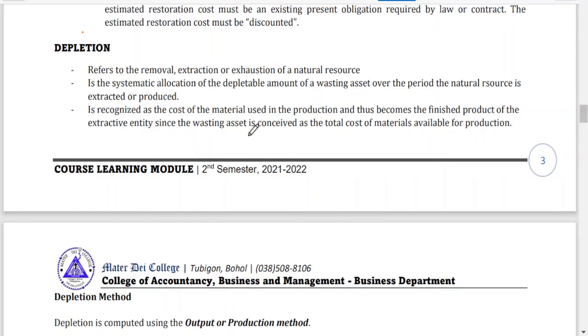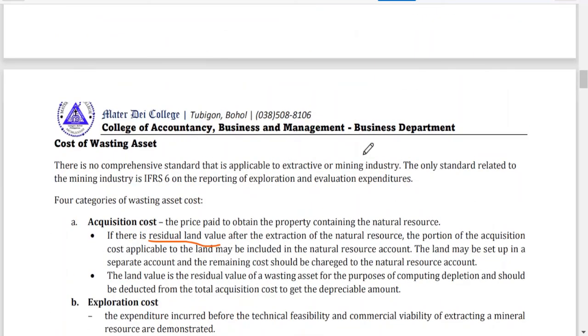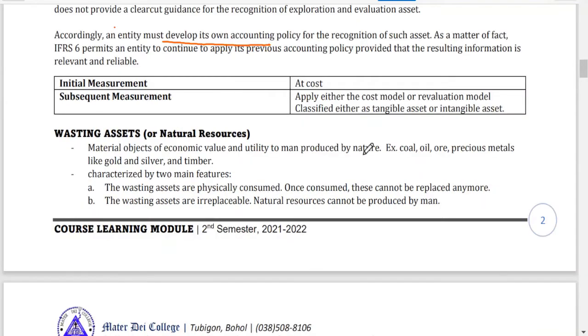If you can still recall what is a natural resource, so a natural resource or a wasting asset are material objects of economic value and utility to man that is produced by nature. It is both physically consumed and are irreplaceable.